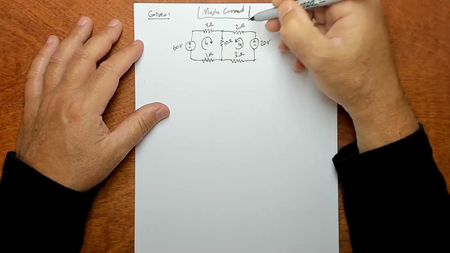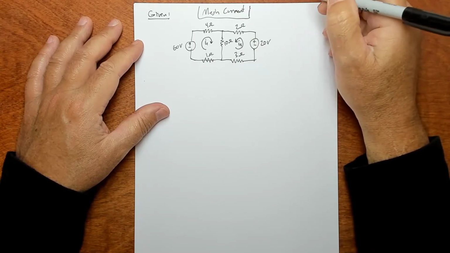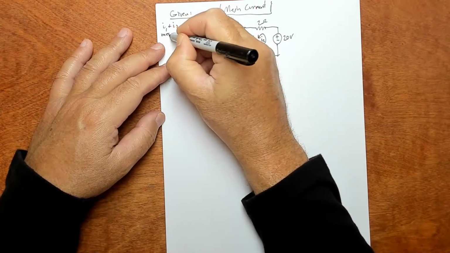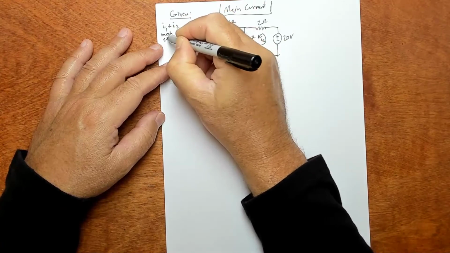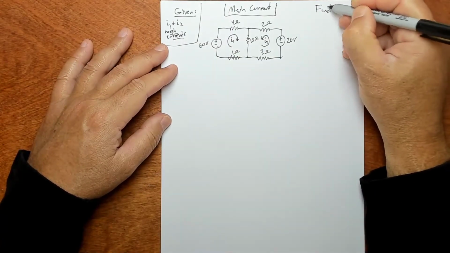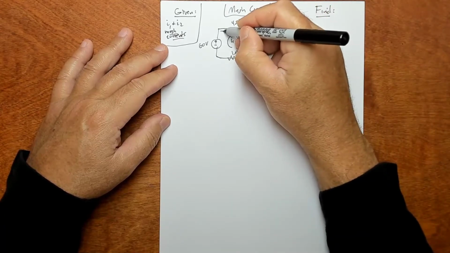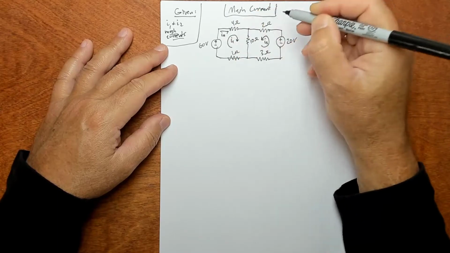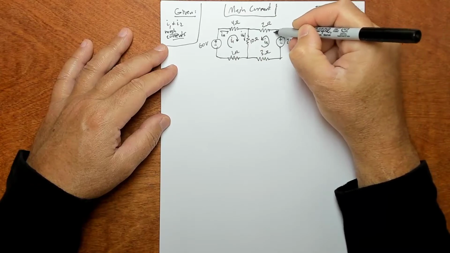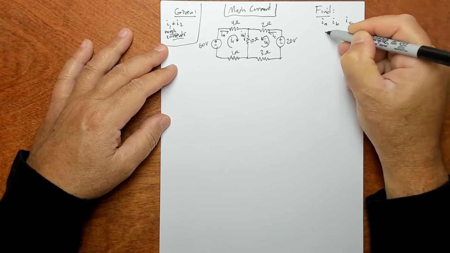These I1 and I2 are mesh currents. Okay, so let me write that down. You're given I1 and I2 mesh currents. These are mesh currents, right? And what you're asked to find on this problem is branch currents, which I haven't drawn yet, but here, there's one here. This is IA. This is IB. And this is IC. You're asked to find the IA, IB, IC branch currents.